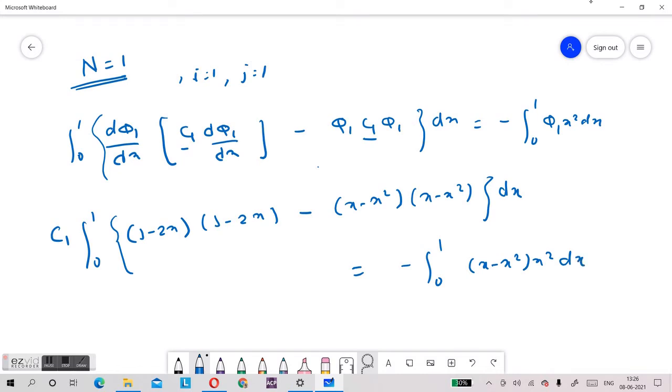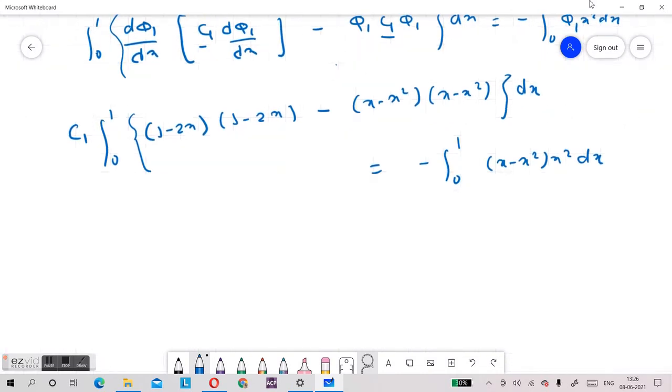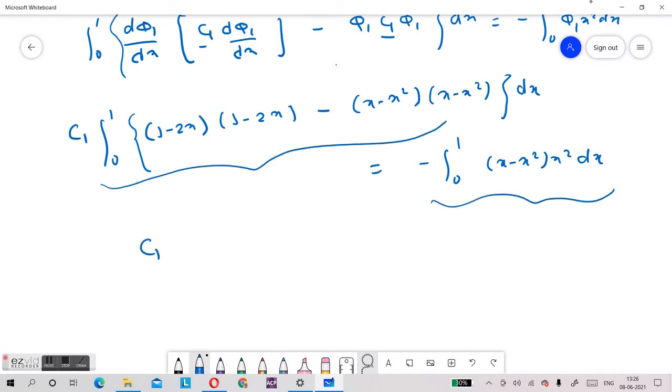Then we can use integration and solve it, and finally we can get the value of c1. c1 will be minus 1 upon 6. Just check it by yourself.